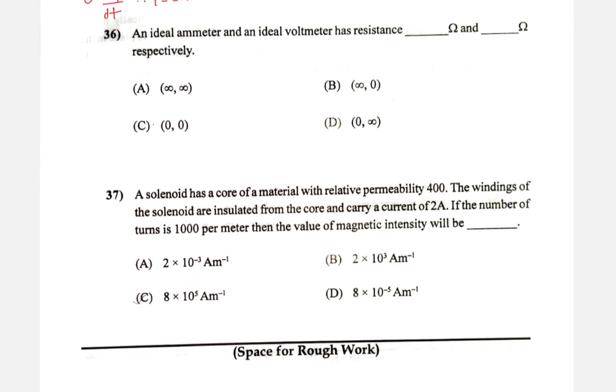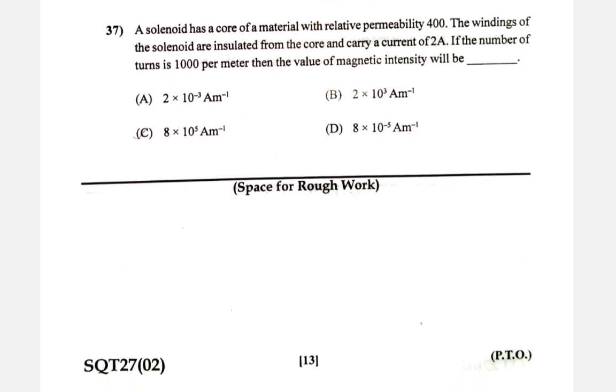Next question: an ideal ammeter and an ideal voltmeter have resistance of what respectively? For that we know that for an ideal ammeter, we have to convert a galvanometer into an ammeter, and for that we have to connect it in series, and its internal resistance is 0. For a voltmeter the internal resistance will be maximum, so minimum current will flow and we get the perfect reading. So the answer will be 0 and infinity.